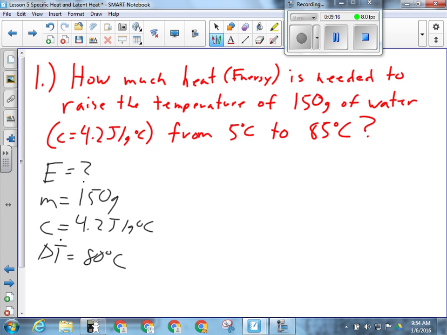Again, I always just do that part in my head. It's not usually a difficult mathematical operation. I'd prefer to have a number here than to have two numbers in brackets that I'm subtracting later. It's just easier to use. Okay, so E equals M times C times delta T. So we have our 150 grams times the specific heat, 4.2, times our 80 degrees Celsius.